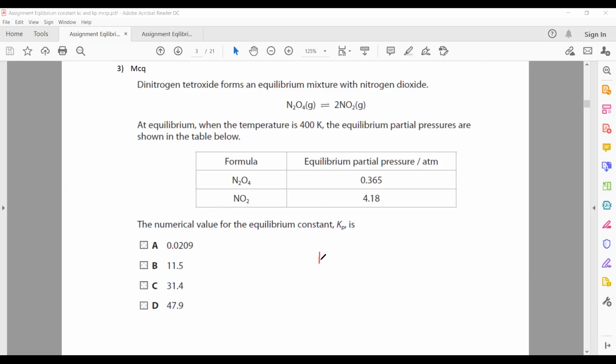So you will write first the product, which is NO2 raised to the power 2, divided by the reactant, which is N2O4. It is 0.418 squared divided by the N2O4 pressure, which was 0.365. So you will divide them, you will get the final answer, and the final answer is D here.